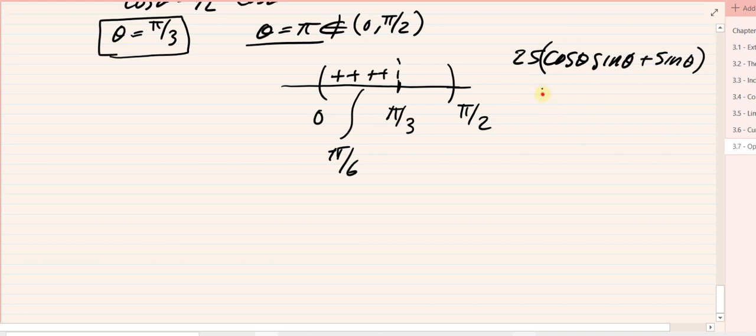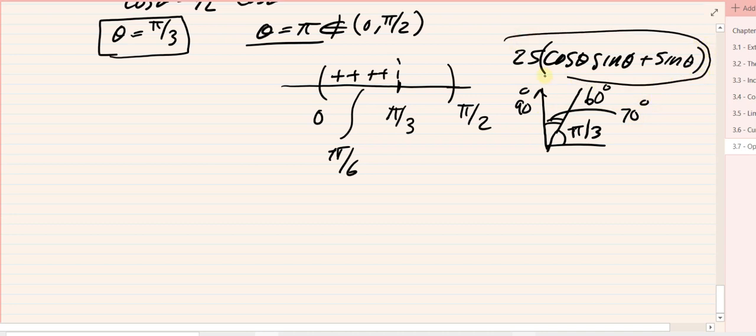We can pick something, let's see, this is like 60 degrees, which is pi over 3. And this is 90 degrees. So we can pick something like 70 degrees and then plug it into this and see what happens. I'm going to try that, and then I'm going to try to do it using second derivative test. That might be a little easier for this one.